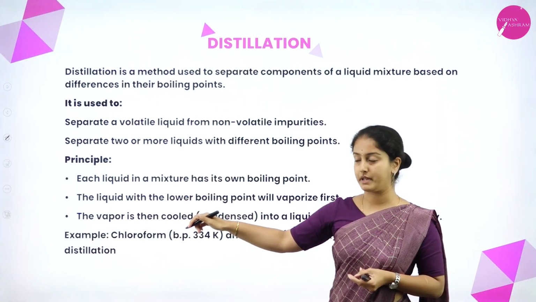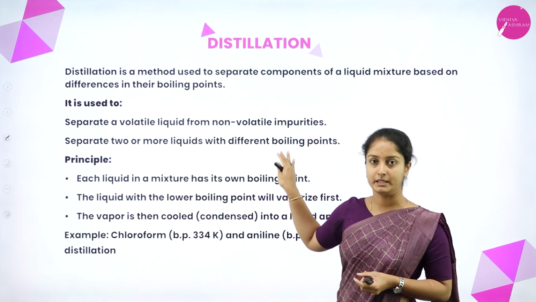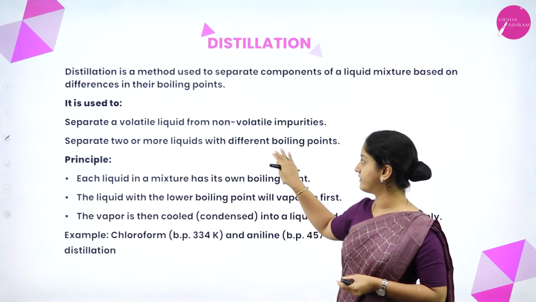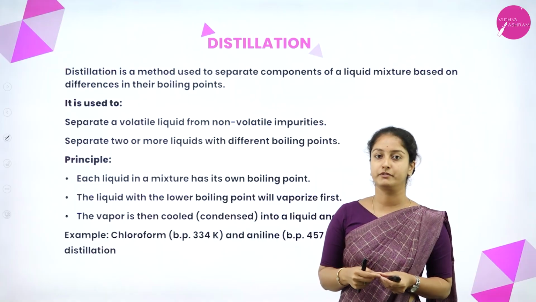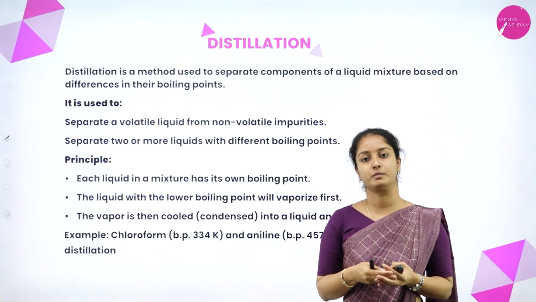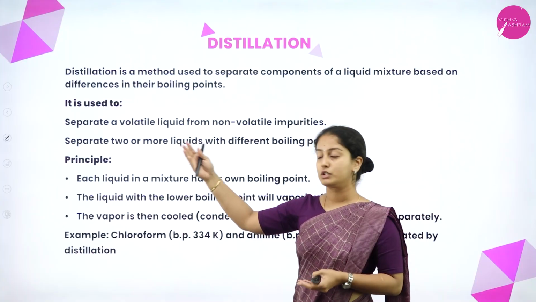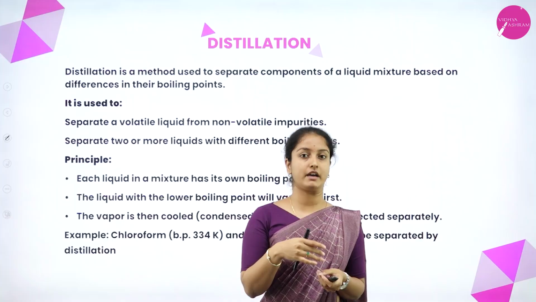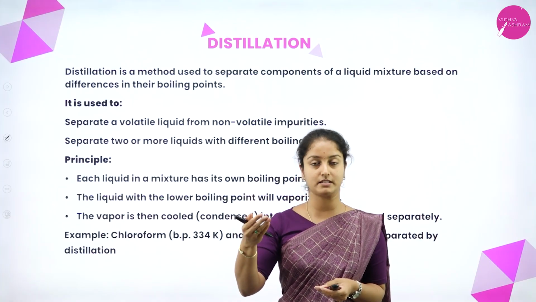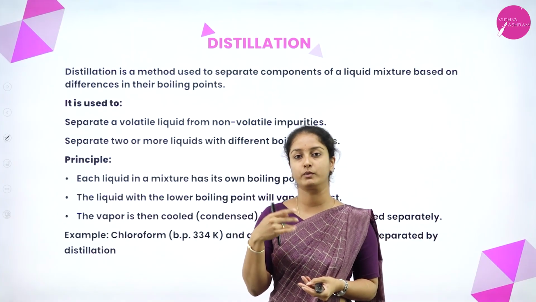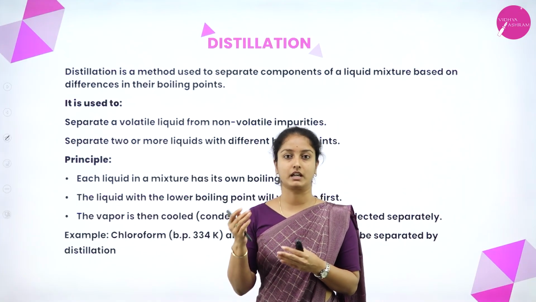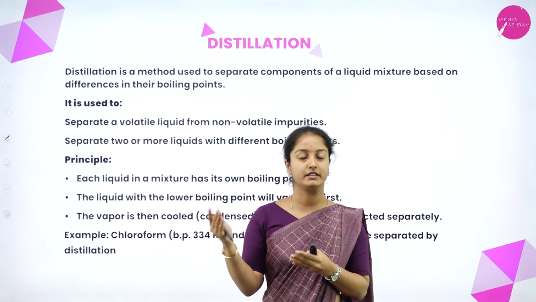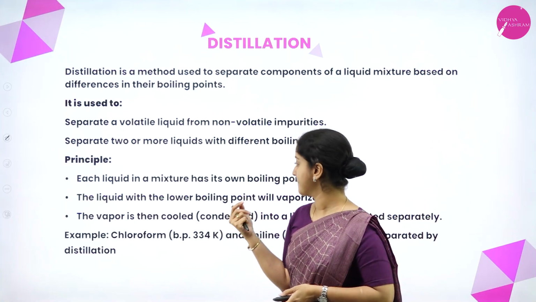So, it is used to separate a volatile liquid from non-volatile impurities, and the other use is to separate two or more liquids with different boiling points. As I told before, the boiling point difference of the liquid mixture should be more than 25 degrees Celsius. The principle used here is that each liquid has its own boiling point, and the liquid which has the lower boiling point will vaporize first, and the liquid which has the higher boiling point will vaporize later. These vapors are collected separately, then cooled and collected in separate containers.